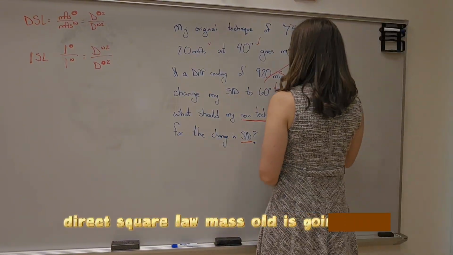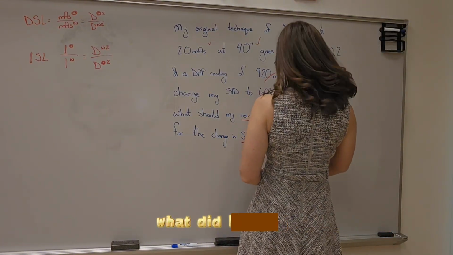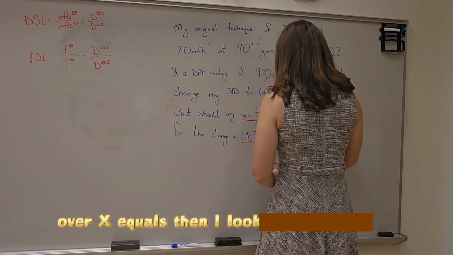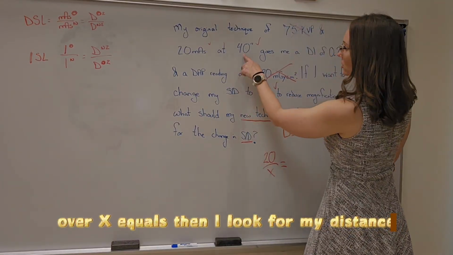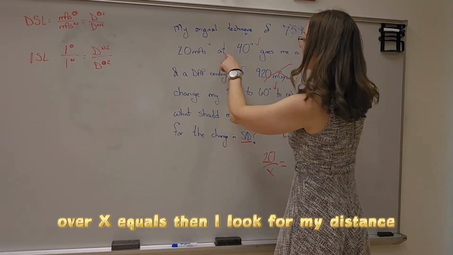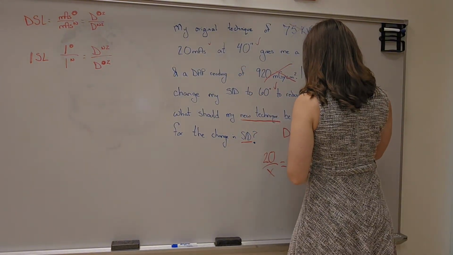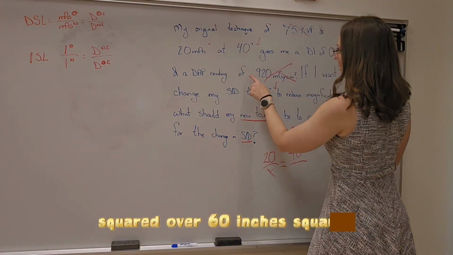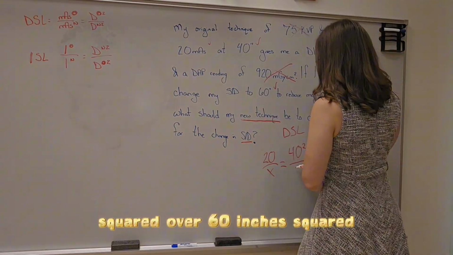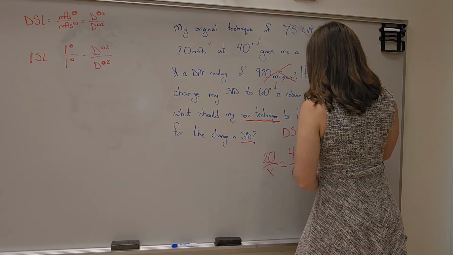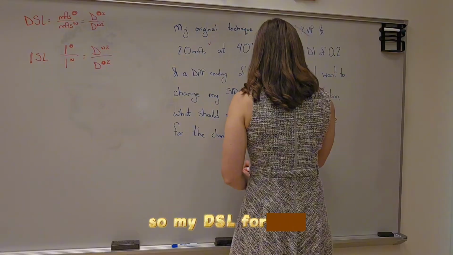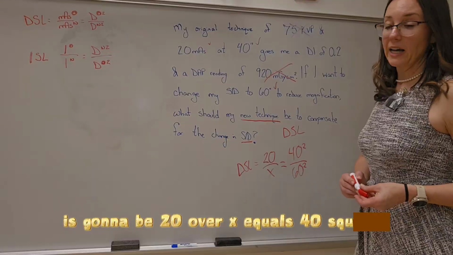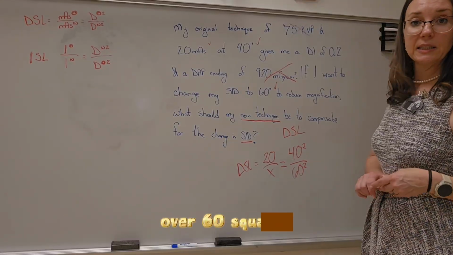Okay. Then you just kind of fill it in. Direct square law, mAs old is going to be, what did I say? 20, over x, equals, and then I look for my distance old, 40 inches squared over 60 inches squared. So my DSL formula is going to be 20 over x equals 40 squared over 60 squared.